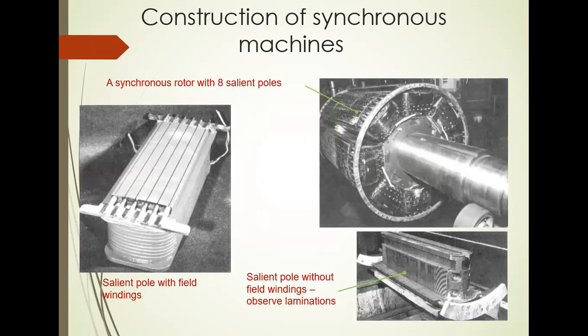So this is the constructional features of synchronous machine. For example, synchronous rotor with 8 salient poles is shown in the figure. So salient pole with field winding, that is, okay, this is a projected pole. And here we have two types of rotor, right? That is salient pole rotor and cylindrical type rotor. So this is all about salient type. So salient pole without field winding, observe the laminations here. So this is a bigger machine having a salient pole rotor.